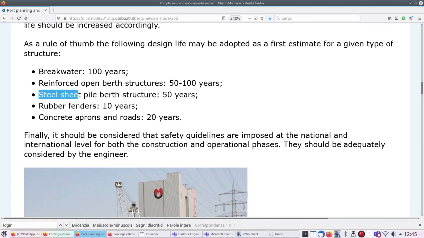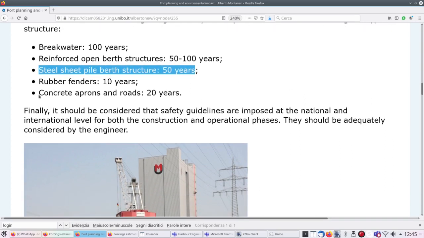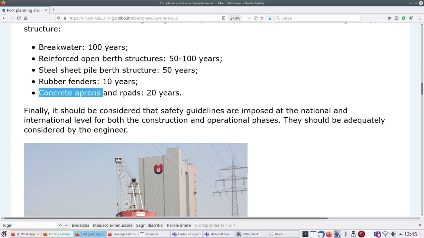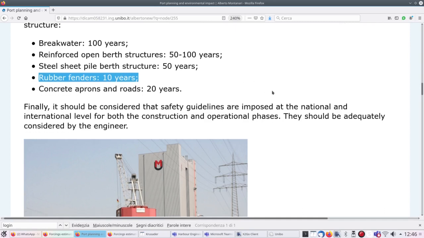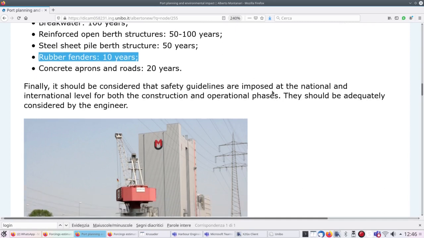Steel sheet pile berth structures, 50 years, and concrete aprons and roads, 20 years, because they are subjected usually to corrosion and to frequent maintenance. Again, if there is no risk for the human life, 20 years. Rubber fenders, 10 years, because they are frequently substituted. And therefore, it is really meaningless that you put a fender with a design life of 100 years when you need to substitute it after 10 years.